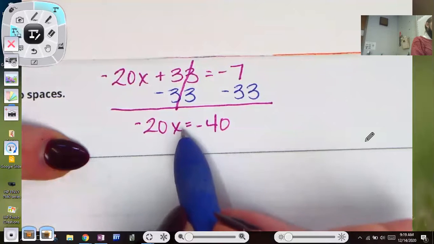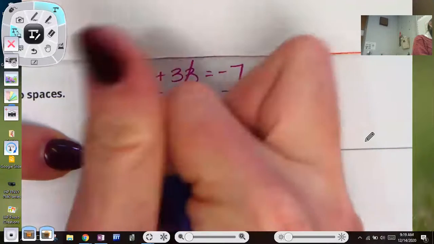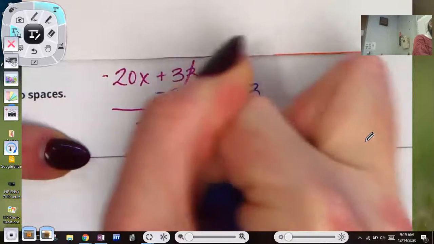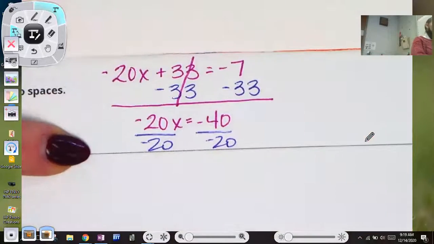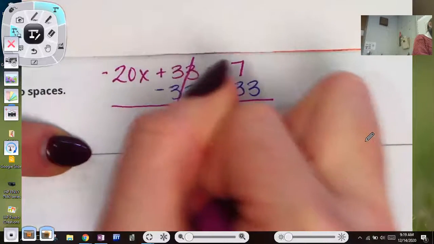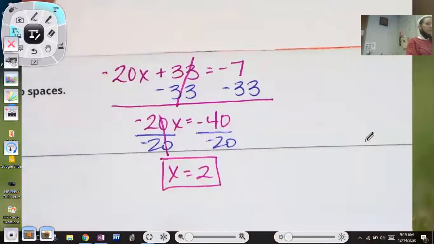Divide by negative 20, negative 20 divided by negative 20, not the x. Those cancel out and x equals 2.